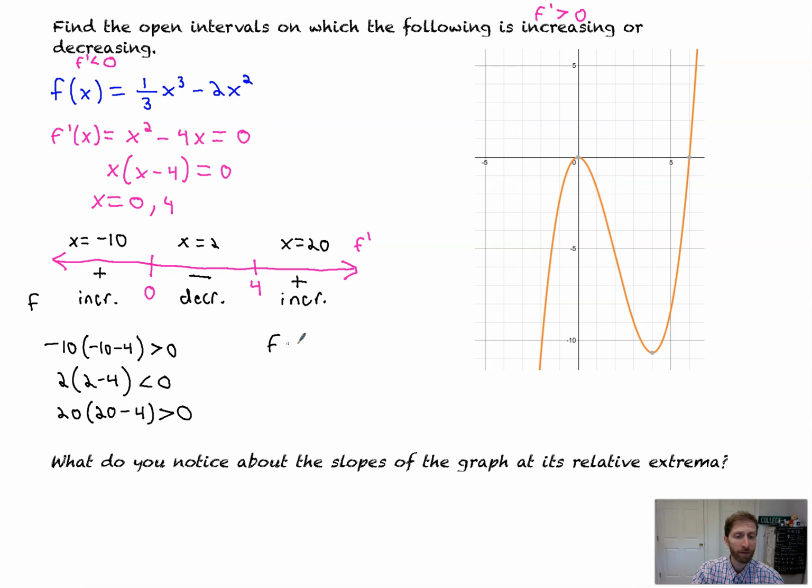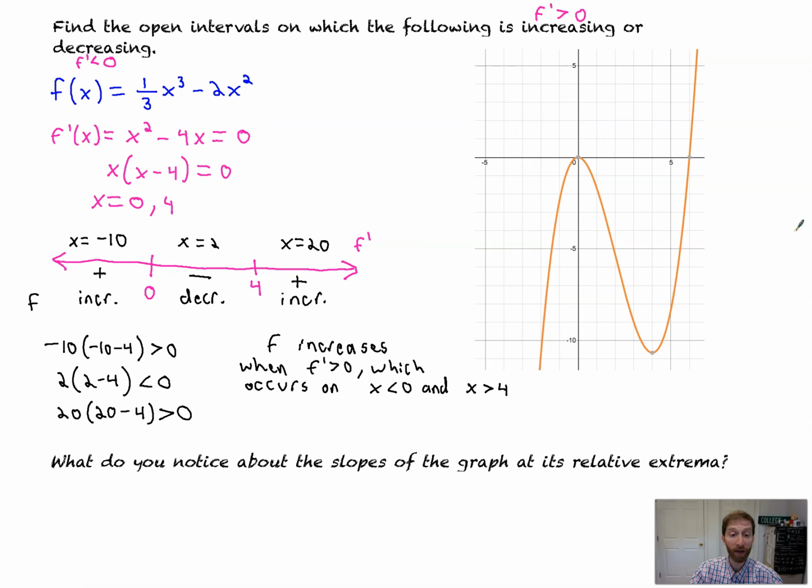So I'll say that f increases, and I'm going to show you the really formal way of writing this. f increases when f prime is greater than 0, which occurs, being very, very formal-like, on x less than 0 and x greater than 4. And you could have written that with an "or" or you could have written it with interval notation.